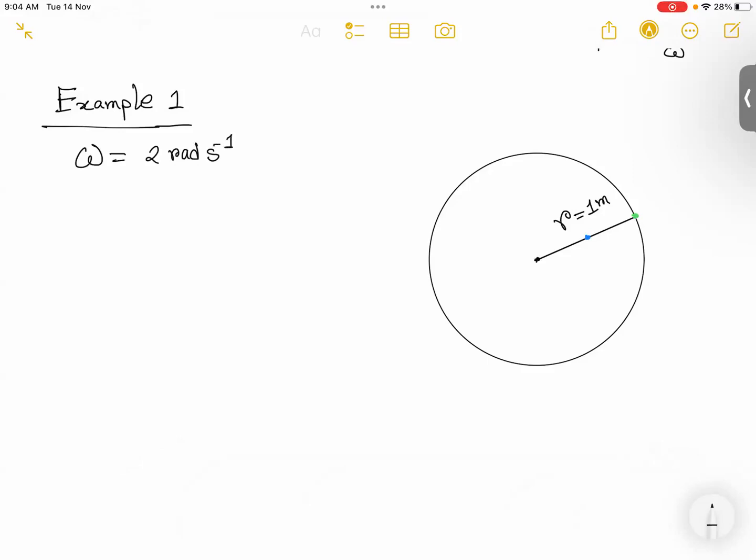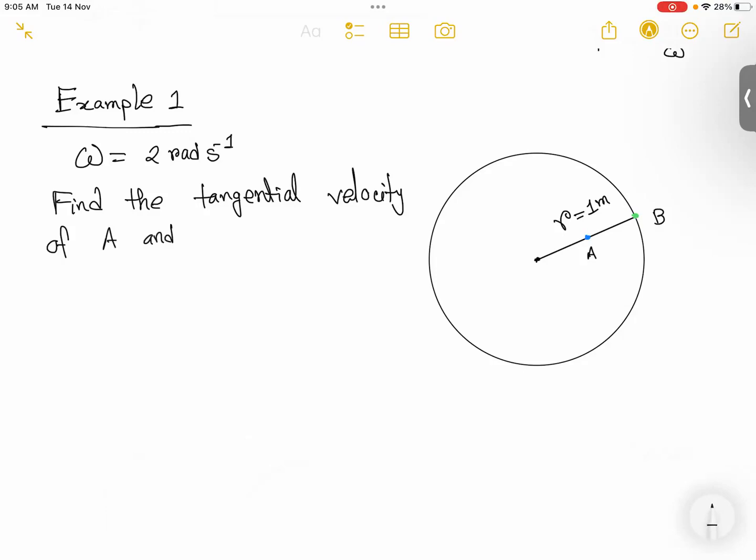So this question asks you to find the linear velocity or the tangential velocity. Let's call that A, let's call that B. So it asks you to find the tangential velocity of point A and point B.